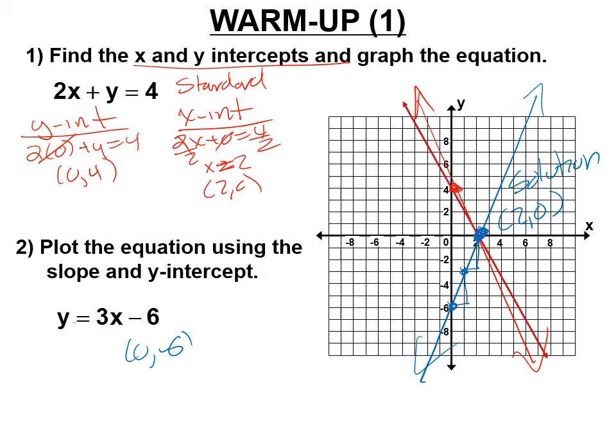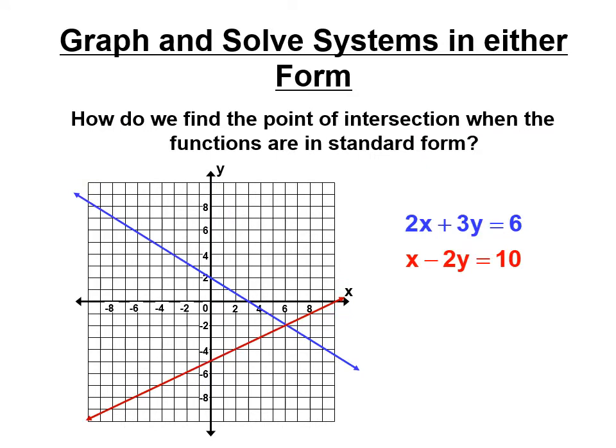Let's keep going. Whoops, I had already graphed that. Same thing. All right, so the top one is in standard, so you graph it using the intercepts. The intercepts would be at 0, 2, and 3, 0. The bottom one is also in standard, so you find the intercepts. There's 0, negative 5. Looks like 10, 0. The solution, though, is where they intersect.